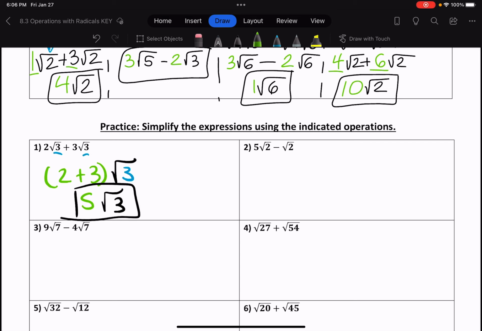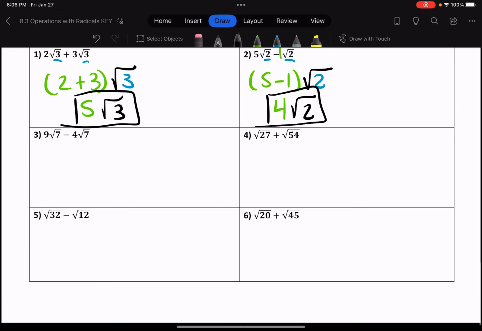Likewise, for number 2, I've got 5 square root of 2 minus square root of 2, which I could rewrite as 1 square root of 2 for our sakes. They both have the same radicand of 2. So therefore, I can combine their coefficients. So I've got 5 minus 1 multiplied by the square root of 2. 5 minus 1 is going to yield us 4 square root of 2. And that would be our simplified version.